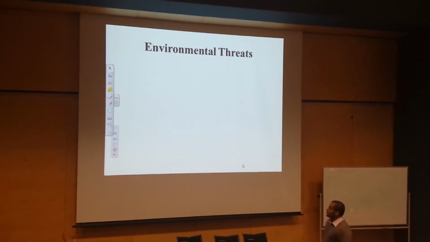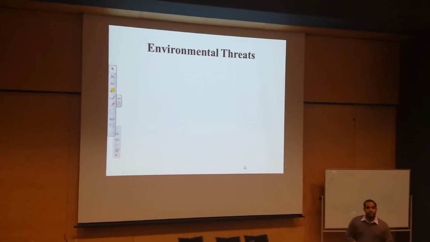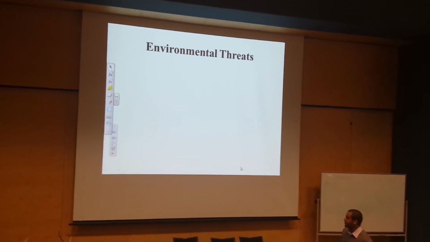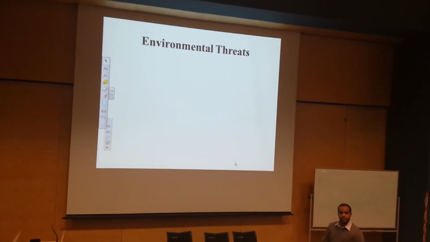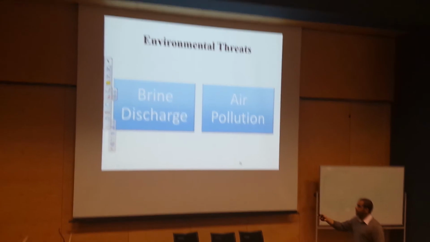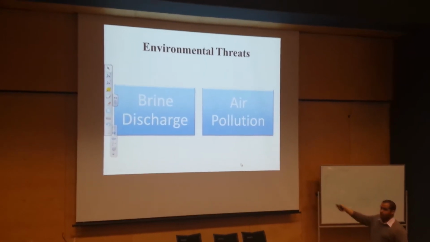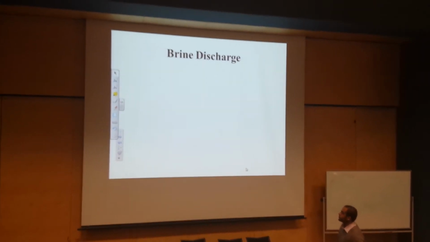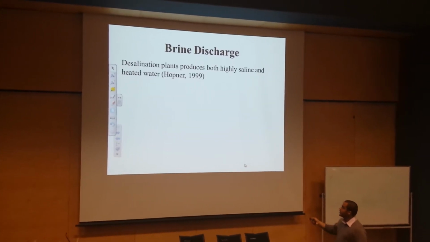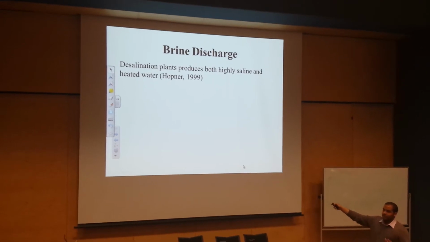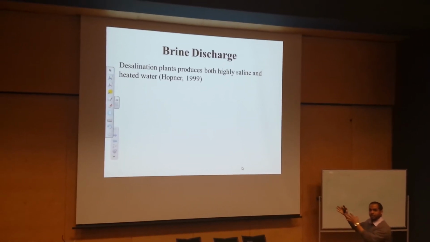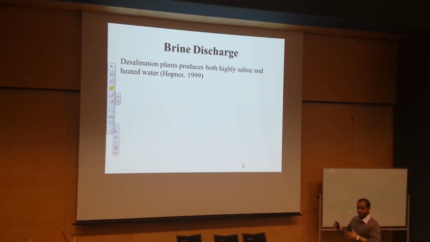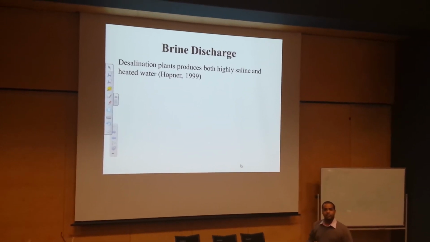Okay? Now, what are the environmental threats of desalination plants? We have many environmental threats, but the most important ones are brine discharge and air pollution. Let's take a closer look at each one of them. Brine discharge. Brine is simply the salted water that is released back to the environment from the desalination plants. So that will have a serious negative impact on the environment.